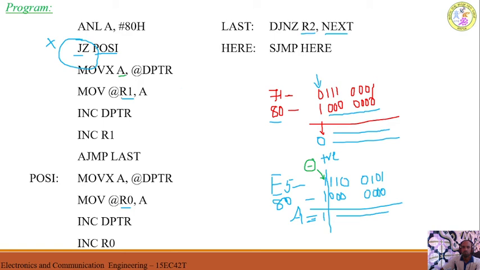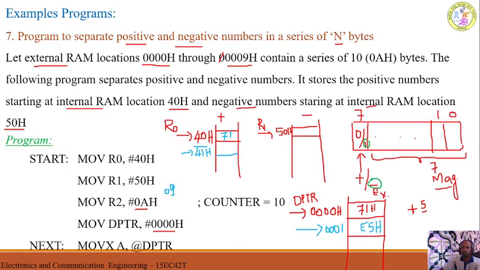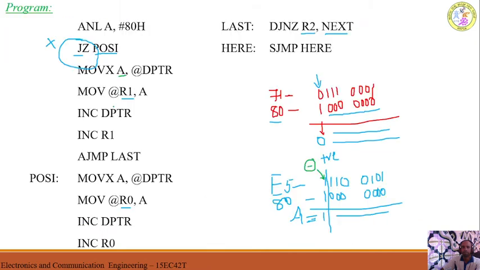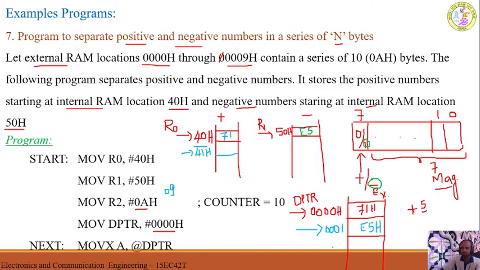the memory location pointed to by R1. Now R1 is pointing to 50. Therefore, E5 will come here. Again increment DPTR, increment R1. To access the next memory location, I will increment DPTR by 1 time. Now DPTR becomes 0002H, and the next data is 11H.